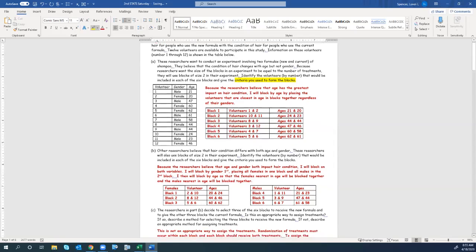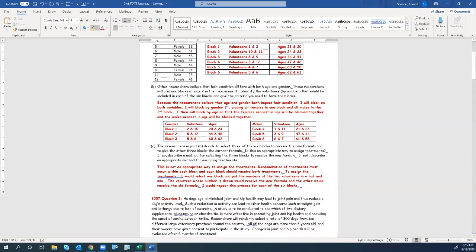Part B is also going to be set up the same way, in that it's really important that you give the criteria. But other researchers believe that hair condition differs with both age and gender. Researchers will use blocks of size 2 in their experiments, identify the volunteers by number that would be included in each of the 6 blocks, and give the criteria used to form the blocks. So now they're telling me that gender is also an impactful variable, as is age.